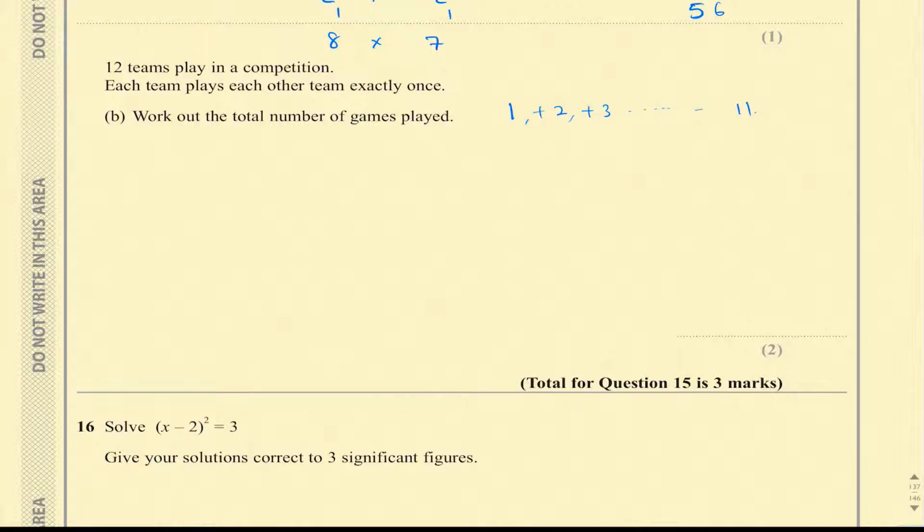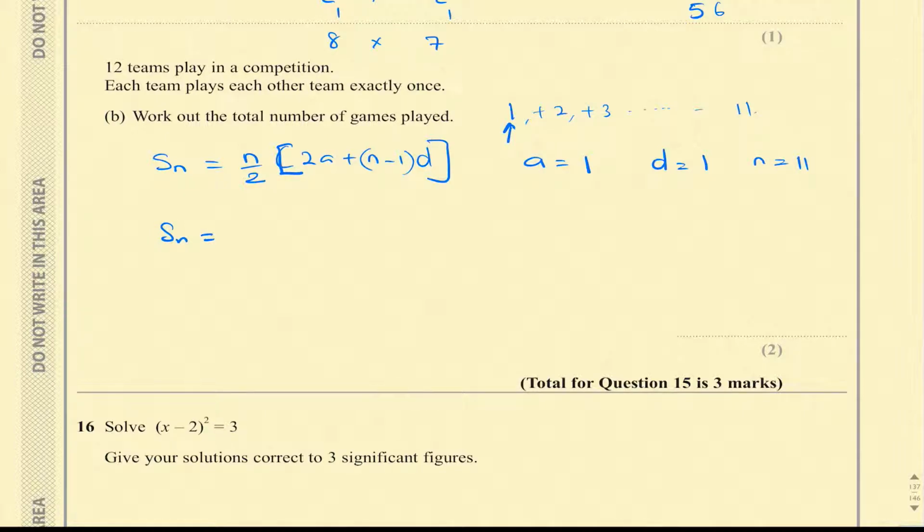In order to do that, we can use a formula that says n over 2, into square bracket, 2a plus n minus 1 times d, where a is the first term, which is 1, and d is the difference between each term and the adjacent term. That would be 2 minus 1, which is 1, or 3 minus 2, which is 1. If we plug that in, n is basically 11.